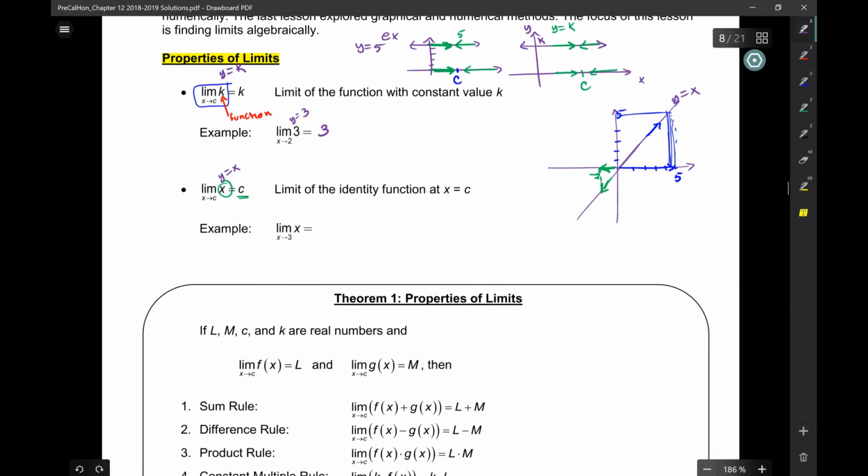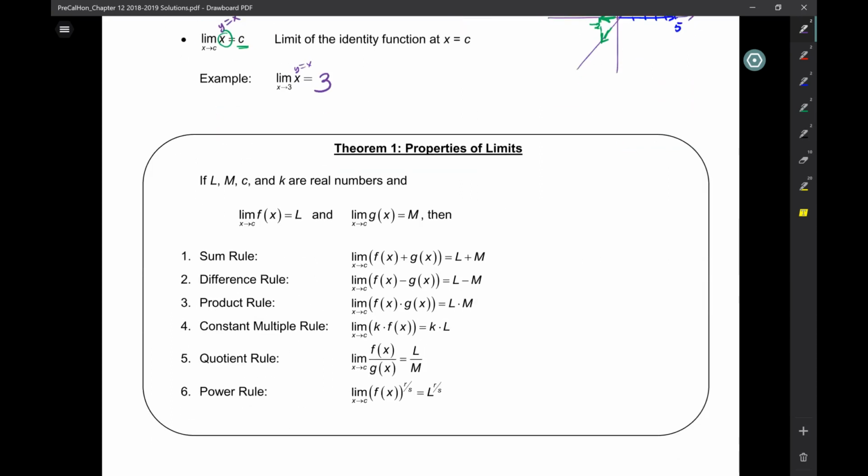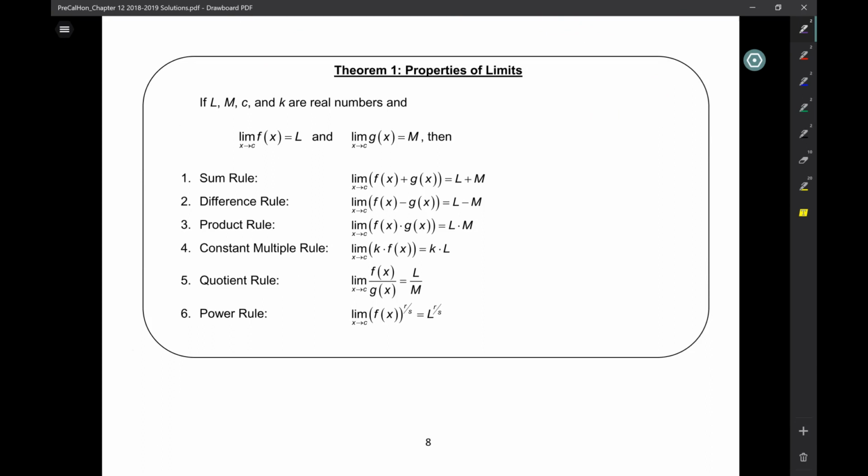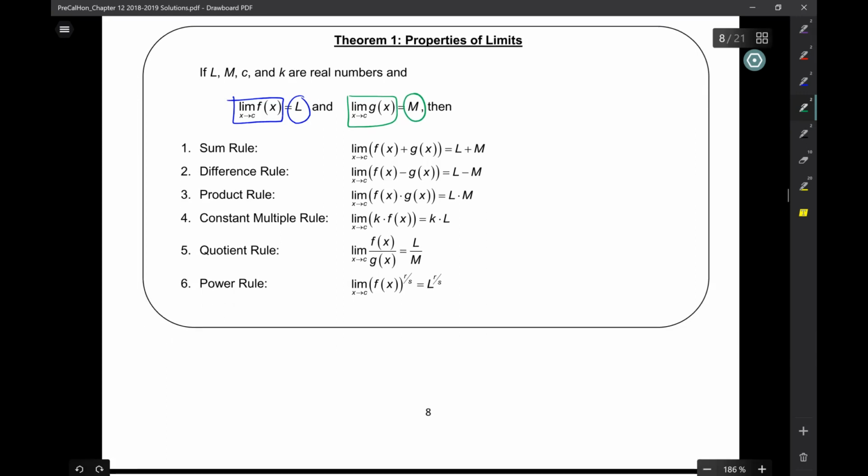So now take a look at this example. The limit as x approaches 3 of x will be what? 3. Okay? So those are the two basic properties. Now, here are some more properties of limits. Suppose you have two functions, and the limit of f of x as x approaches c is L. The limit of g of x is m. Two different functions. One has a limit of L, one has a limit of m. Now look at what you're doing here. When you take the limit of the two functions added to each other, all you do is add the limits.